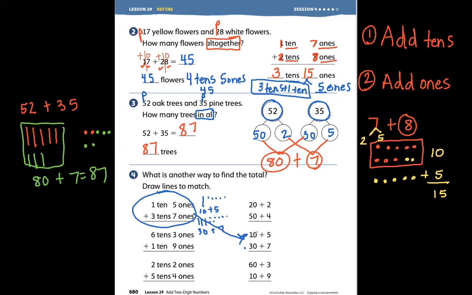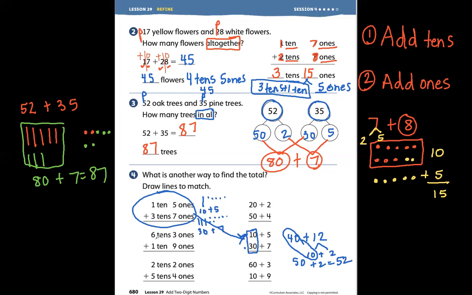And we can add our tens first. What is 1 plus 3? 4. So 10 plus 30 is 40. And then we're going to add the ones place. We have 5 ones and 7 ones. 12 ones. We can break down 12 into 10 and 2. 40 plus 10 is 50 plus 2 equals 52.